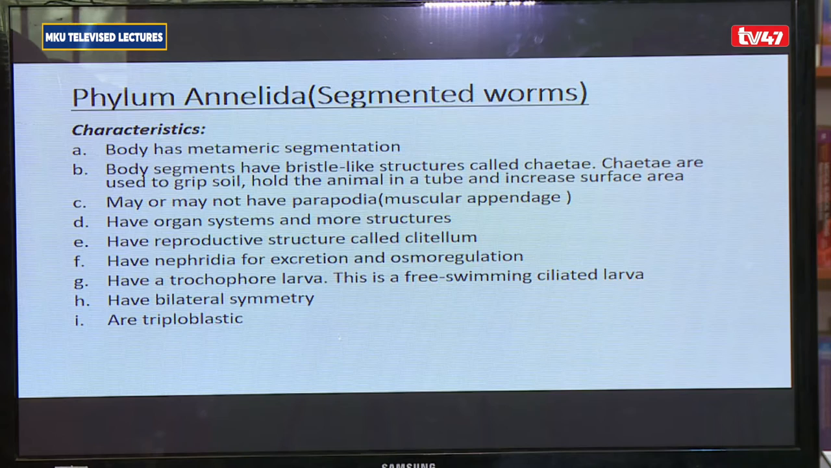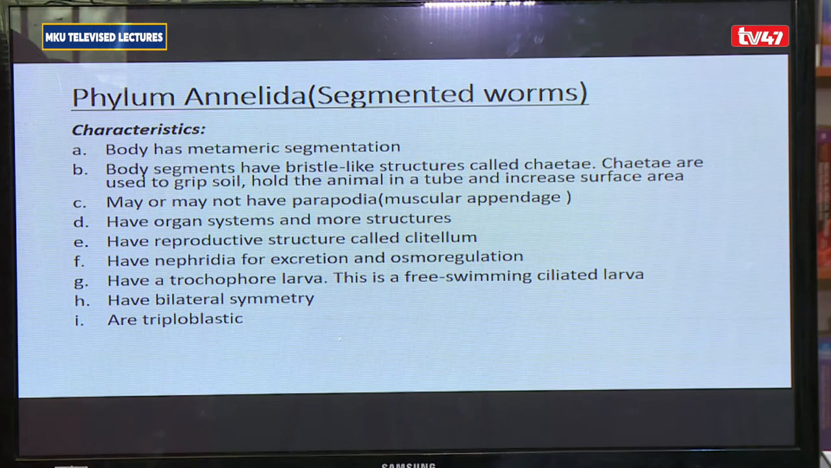The worms may or may not have parapodia. Parapodia are muscular appendages. Wherever parapodia are present, they attach to the segment of the worm, and then the chitae attach on the parapodia. Where we have chitae without parapodia, then the chitae will directly attach onto the body segments of the worm.